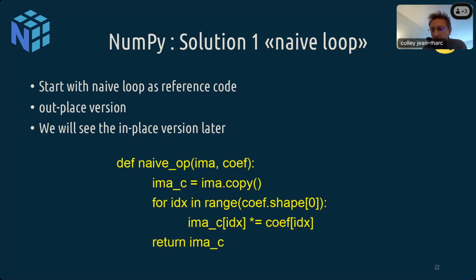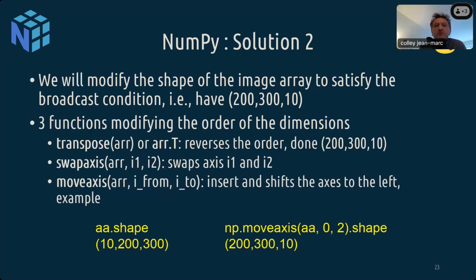Solution 2: we will modify the shape of the image array to satisfy the broadcasting condition. We have 3 functions modifying the order of the dimensions. Transpose reverses the order. Swap axes simply swaps the 2 axes in parameters. And move axis inserts and shifts the axis to the left. You have an example in the slide.